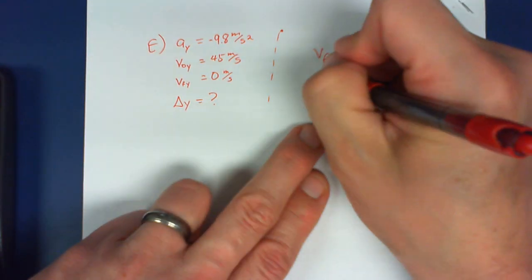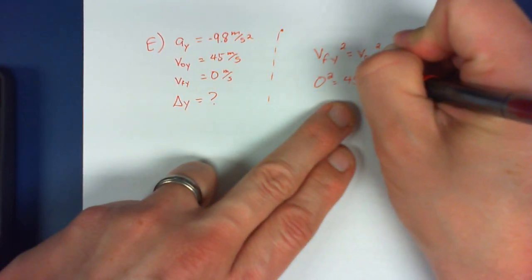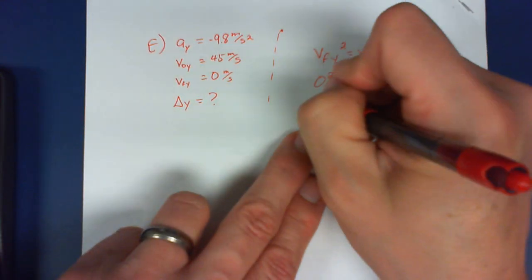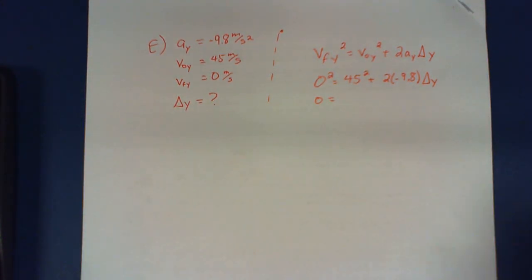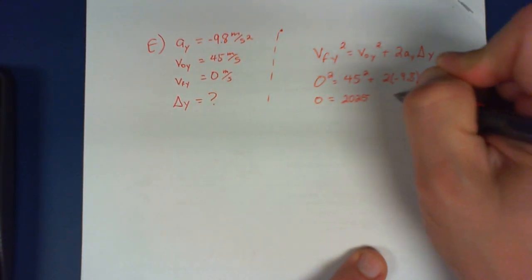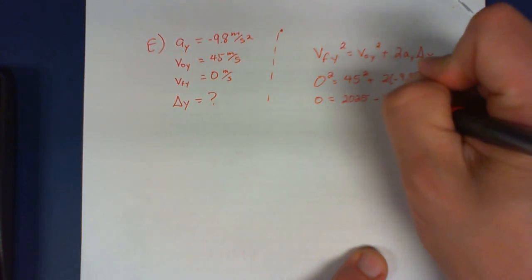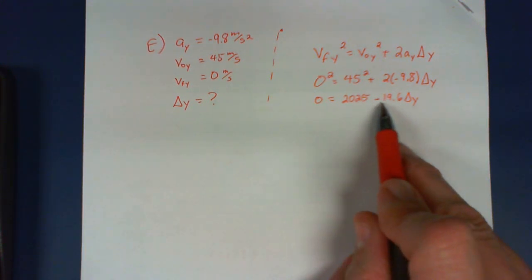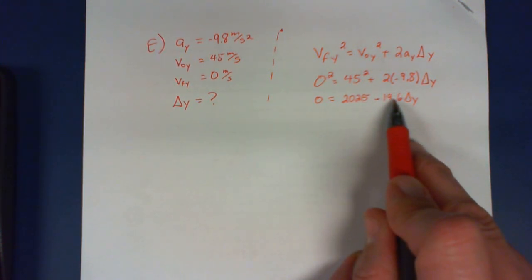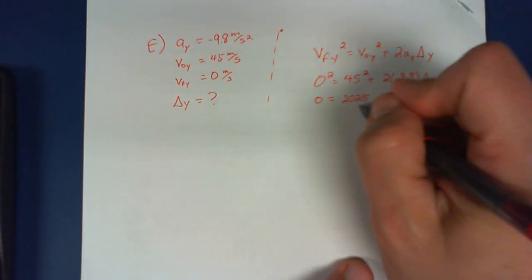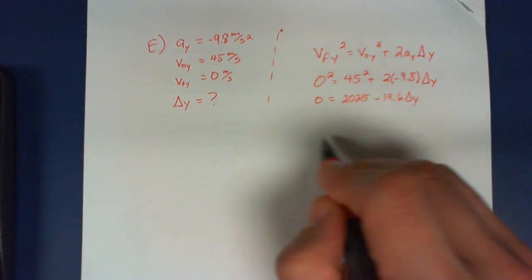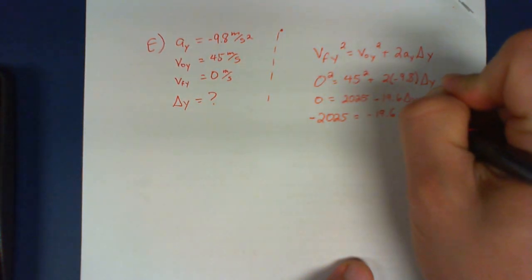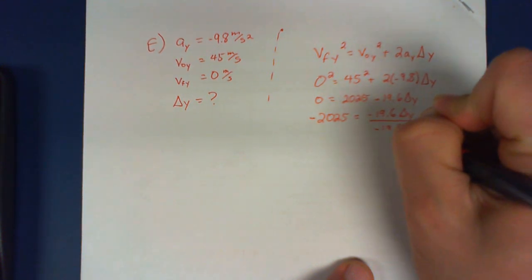Plug in our numbers. The final velocity is 0 squared. That's going to be equal to 45 squared plus 2 times negative 9.8 times delta y. All right, so 0 equals 45 squared. That's 2025 plus a negative 19.6 delta y. All right. Please do not subtract these two numbers because this is a term that's being multiplied by a displacement. All right, so we bring this 2025 to the other side, get negative 2025. That's going to be equal to negative 19.6 delta y. Then we divide by negative 19.6.